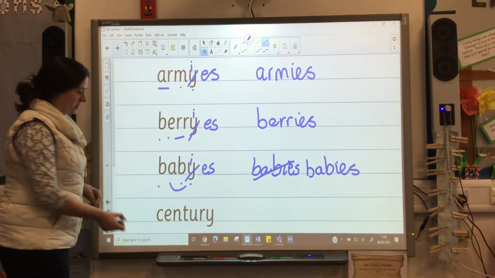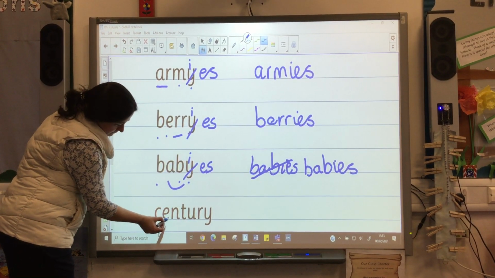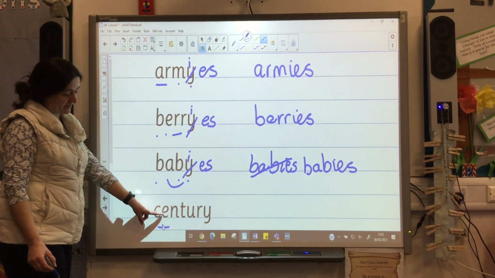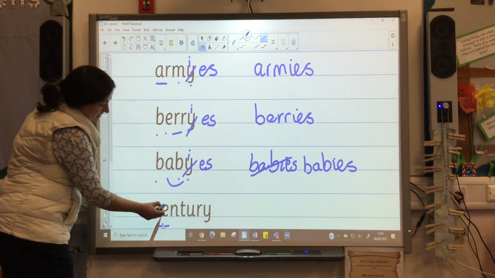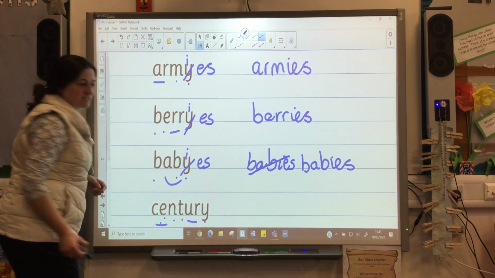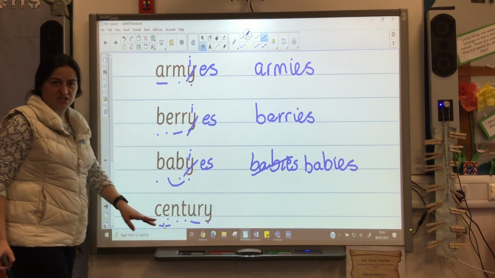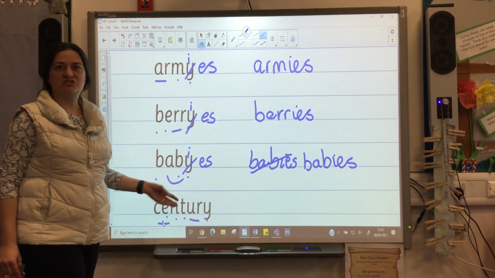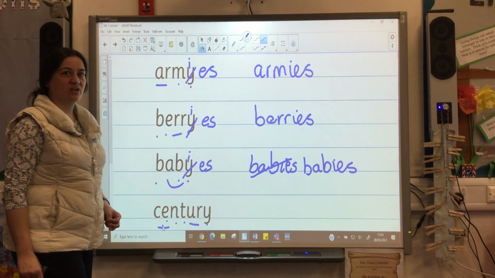This is a history word. Remember, C followed by E says S. Century. Century. Cent means, can you remember what we said it means? It means 100, doesn't it? Century is 100 years. Let's write centuries.